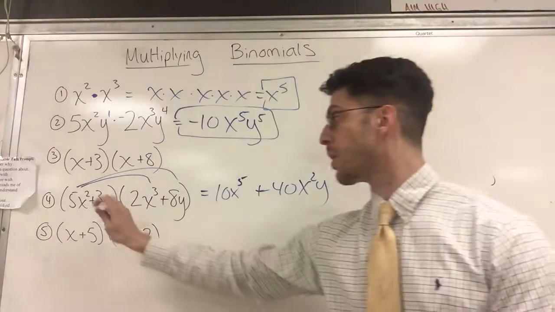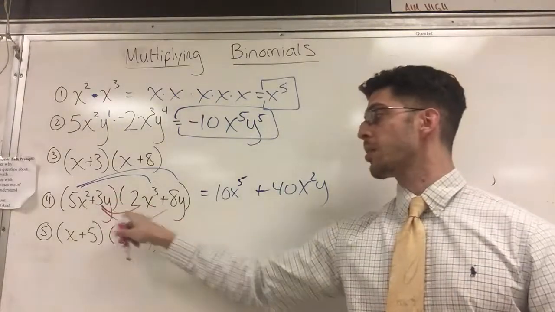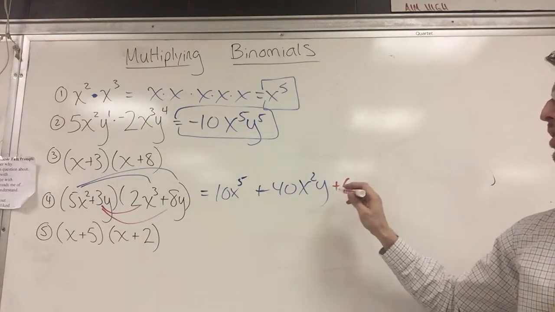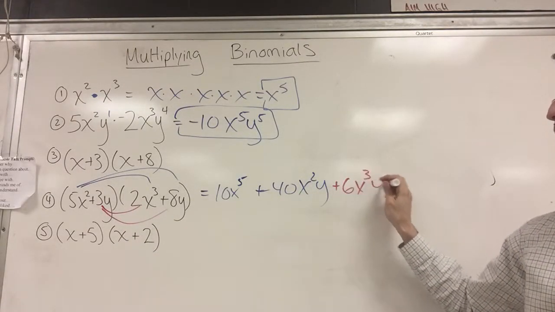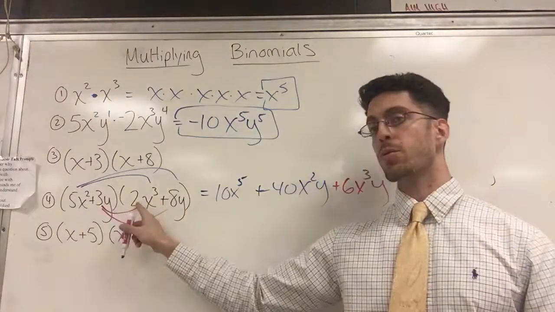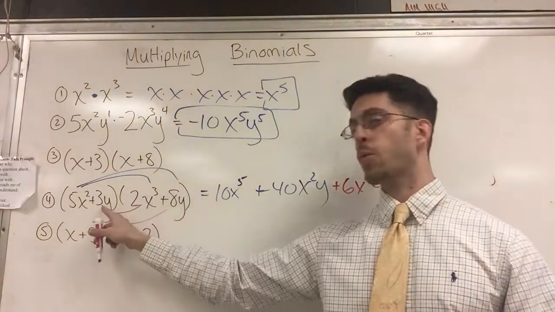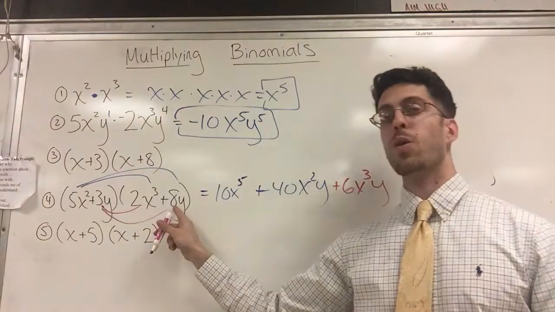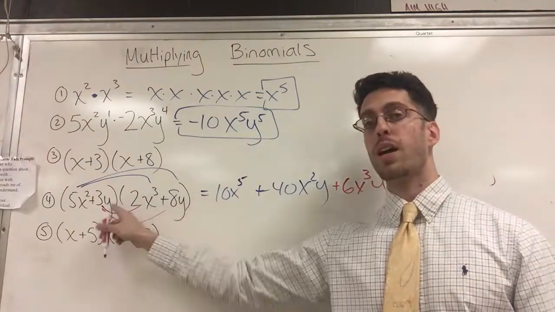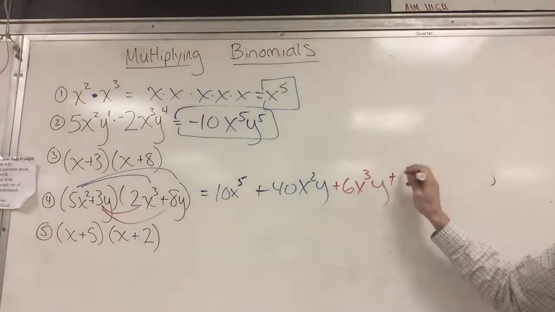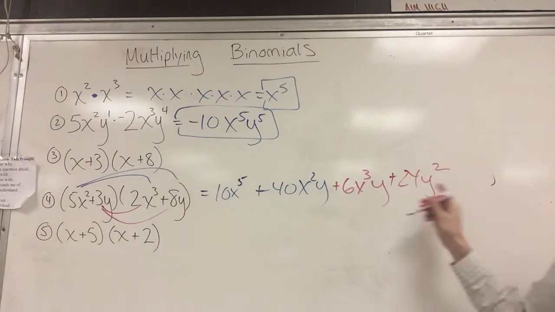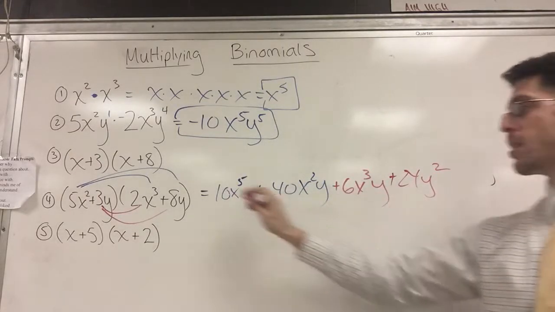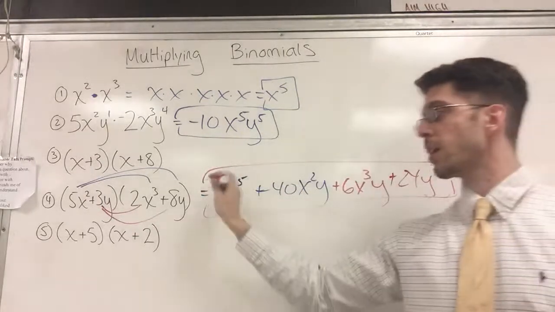Now we're going to go under. 3y times 2x squared is 6, positive 6, x to the third y. This is 3 times 2 is 6, x to the third, and y. No common base, so you just write it. 3y times 8y, that's 24y to the second. Positive 24y to the second. I'm going to try to combine like terms, but I don't see any, so that is my final answer.